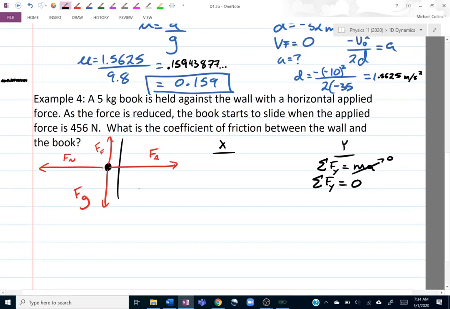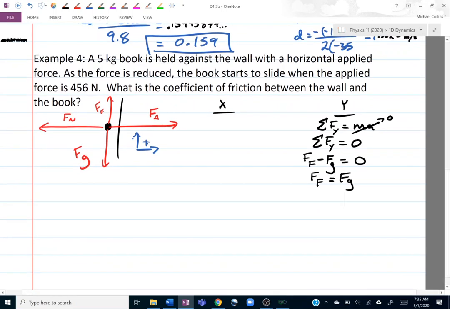I've got no motion, so I'm just going to call up and right positive, because that seems like the easiest default thing to do, which means the sum of my forces in my y-plane are going to be a force of friction minus the force due to gravity is equal to 0. I can add the force due to gravity to both sides, and I get the force of friction is equal to Fg. I have things from my formula sheet that I can substitute into this. I know that my force of friction is equal to mu Fn, and I know that my force due to gravity is equal to mg, so I can substitute both of those things in. I get mu Fn is equal to mg.